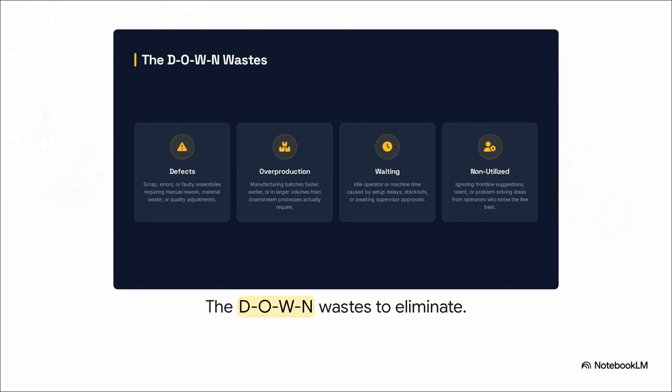O is for overproduction, which means manufacturing batches faster, earlier, or in way larger volumes than the downstream process actually needs. W is waiting. We've all felt this. Those agonizing idle times where an operator or machine is just standing by waiting on setup delays, missing parts, or supervisor approvals. And N is non-utilized talent. Interestingly, this 8th waste was added by Western industries in the 1990s. It represents the tragic waste of ignoring frontline suggestions and problem-solving ideas from the exact operators who know the line the best.